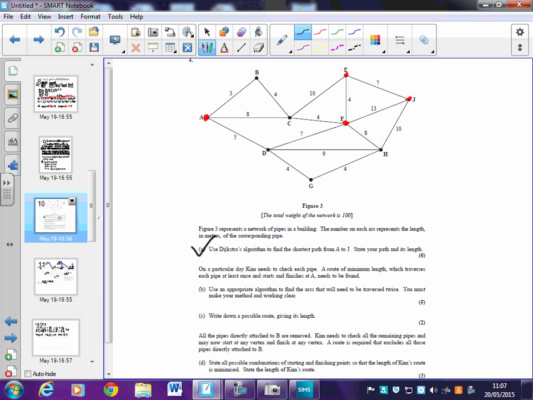Is that all the information I want? Let's check the question. Use an appropriate algorithm and find the arcs that need to be traversed twice, making my method and working clear. Excellent, I've done that. Alright, so part C: write down a possible route and give its length.